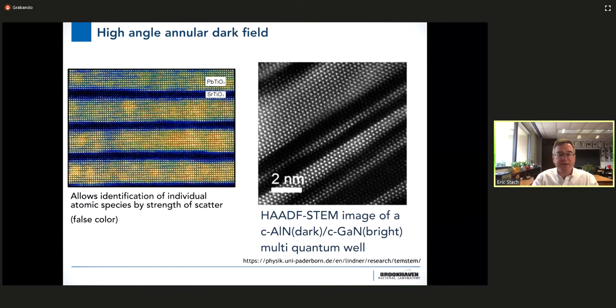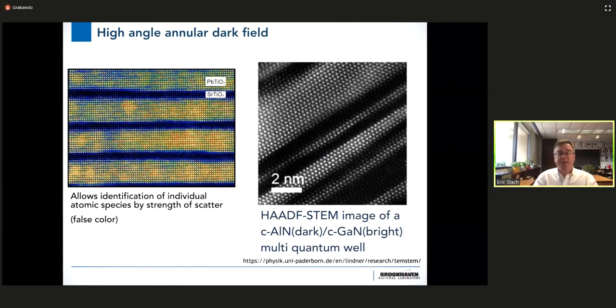Here's another nice image on the right using aluminum nitride and gallium nitride in a multiple quantum well. Again, gallium, further down the periodic table, scatters more strongly than aluminum. You see that directly in the image as the regions that are bright and highly illuminated versus the dark background where the aluminum nitride is. So this is a very common mode for doing resolution imaging.